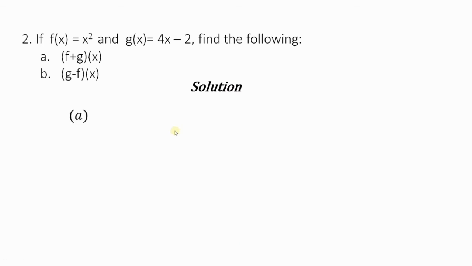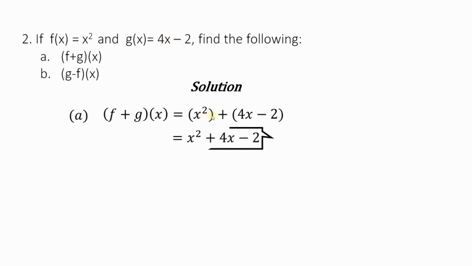So our solution for A, we have f plus g of x is f of x, which is x squared, plus g of x, which is 4x minus 2. So x squared plus 4x minus 2 is just x squared plus 4x minus 2. You don't have to bother yourself to do factoring or that, so you leave your answer as it is. So this is a new function, and this function is f plus g of x.